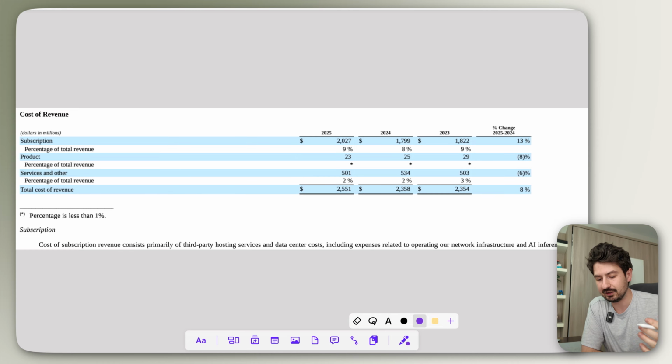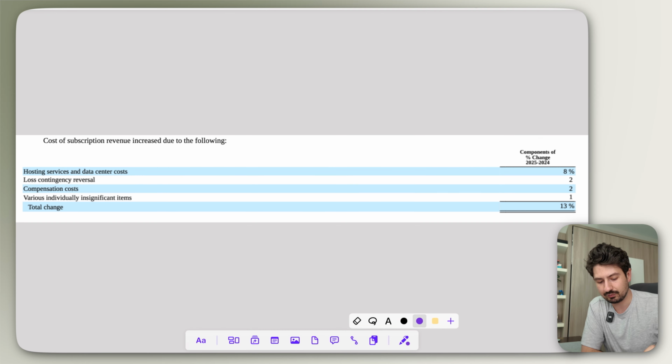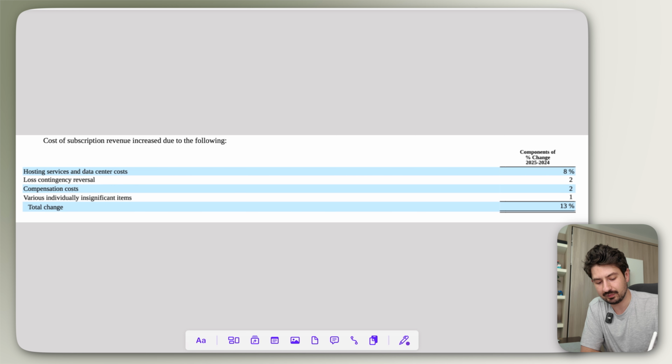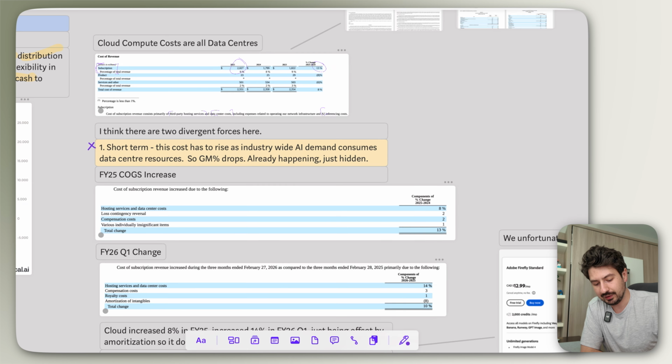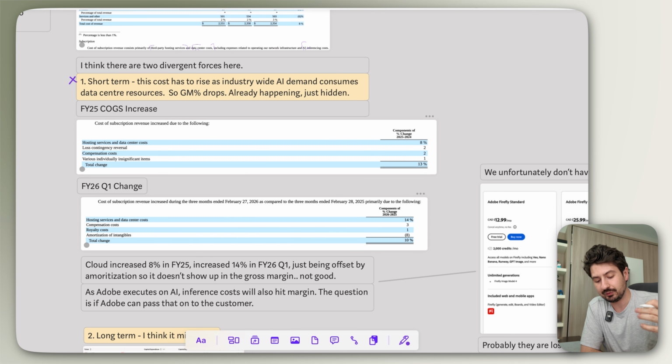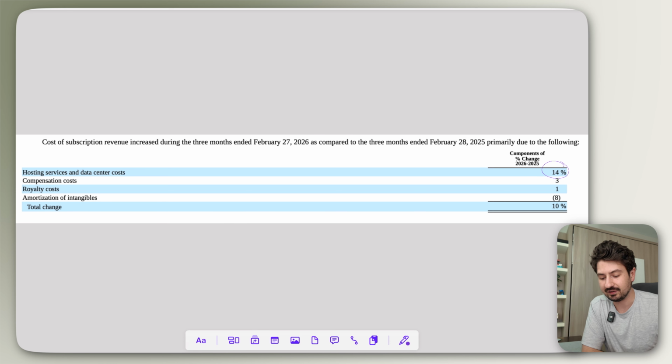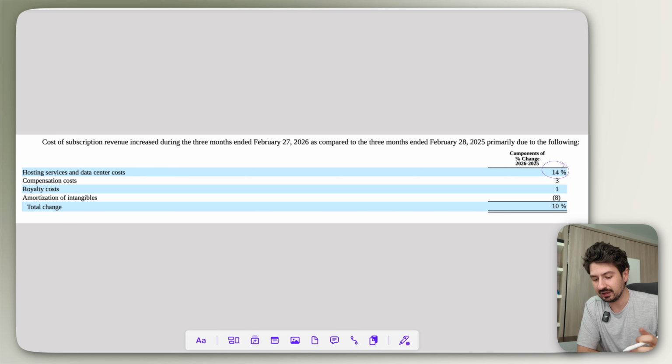We can actually see here, which I think is pretty interesting, their subscription cost of revenue increased by 13% in FY25. And if we look at the breakdown of that they provide in the financial statements, 8% of that 13% is coming from basically cloud hosting services. But if we go forward a little bit and look at Q1 from FY26, those same costs increased 14%. So almost a doubling.